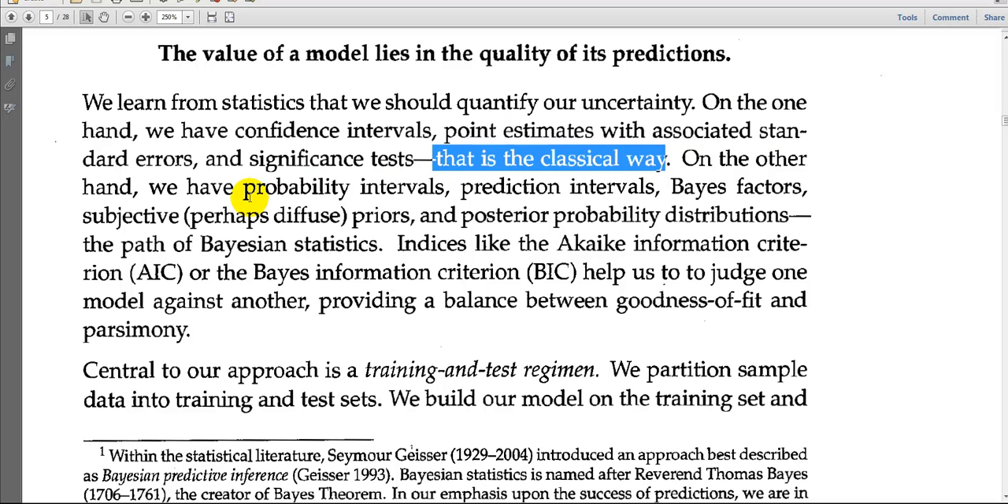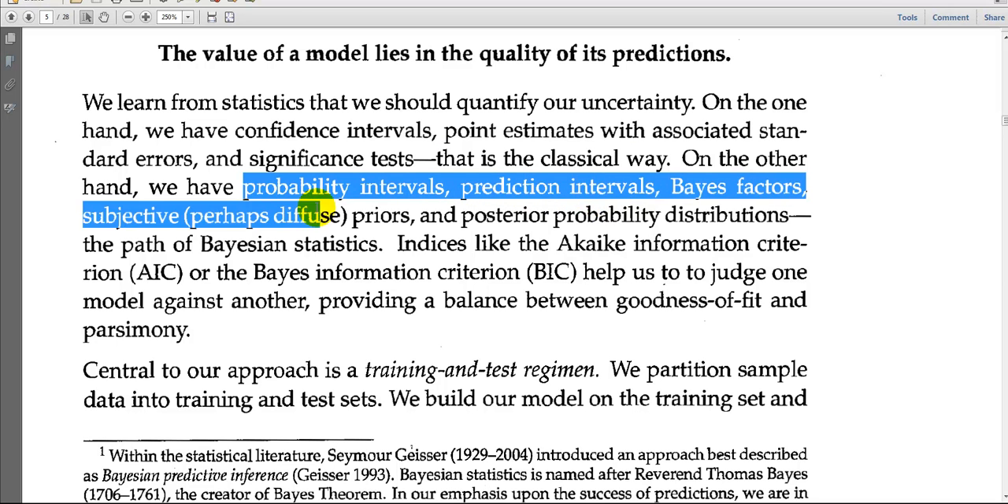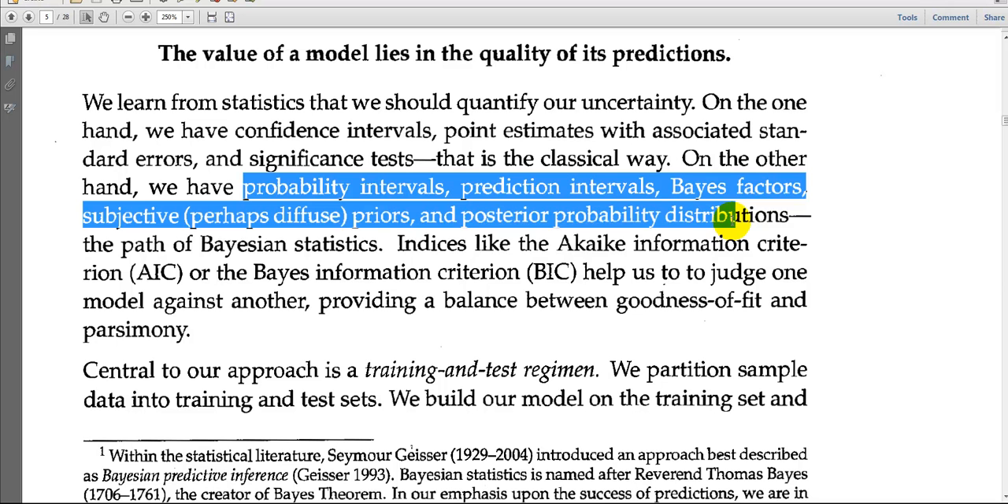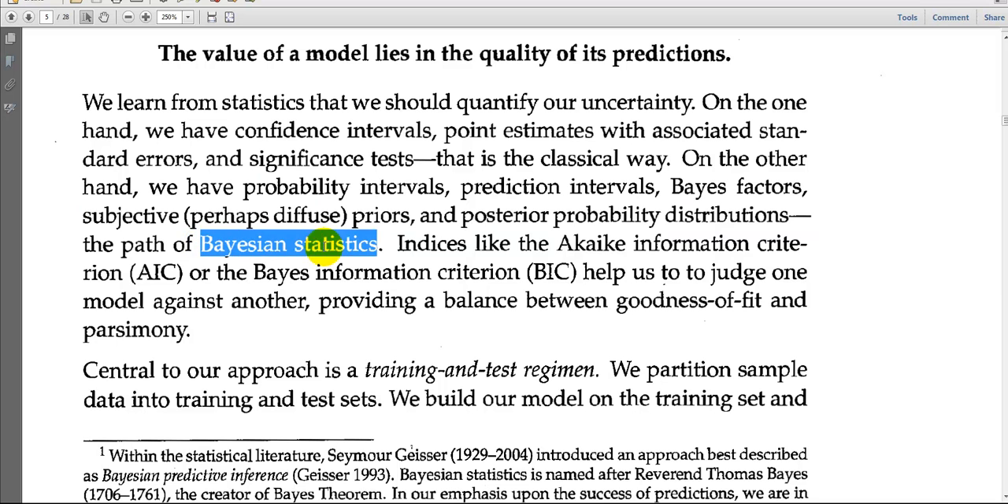On the other hand, we have probability intervals. It's a little different approach, I guess. Prediction intervals, Bayes factors, subjective, perhaps diffuse priors, and posterior probabilities. So we probably won't get into any of this. The path of Bayesian statistics. So Bayesian statistics is a sort of different approach to statistics.